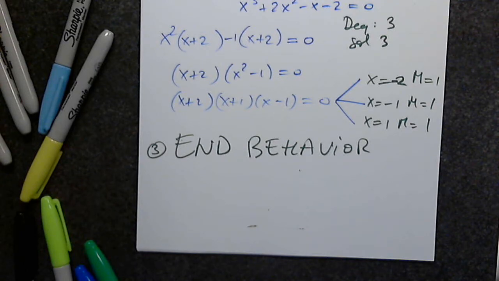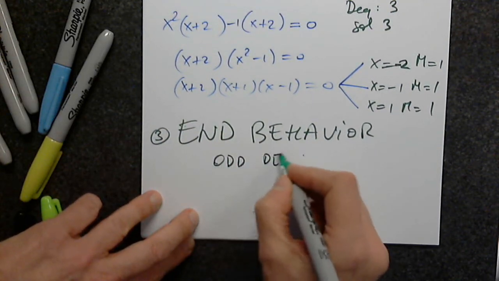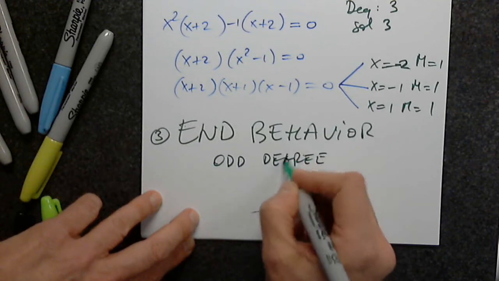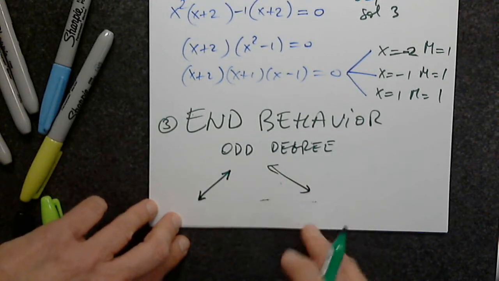Because the leading coefficient is positive, it comes from negative infinity to positive infinity. What if it has a negative leading coefficient? Yeah, it's coming from positive going into negative. That's it. So there are 2 options here for odd degree. That's what we're talking about right now. For an odd degree, the options are this or this.